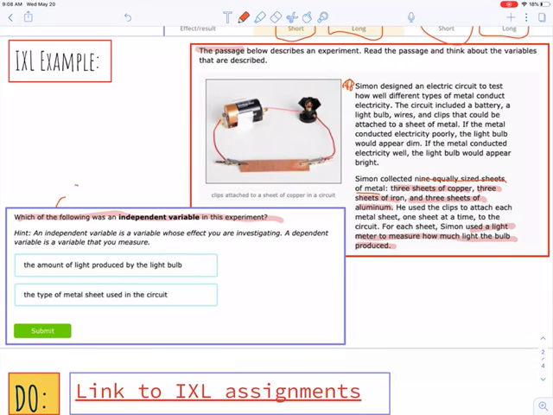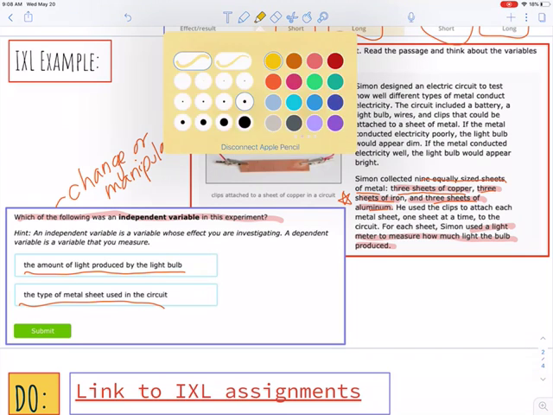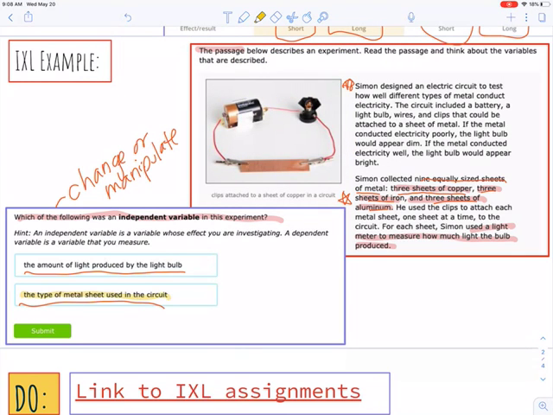So what did they change or manipulate in the experiment? If I go back and look at my options, it says the amount of light produced by the light bulb or the type of metal sheet used in the circuit. Well, if I look back here, I can see that the thing that they changed was the type of metal. And I know that because it says 3 sheets of copper, 3 sheets of iron, and 3 sheets of aluminum. So I am going to select the type of sheet metal used in the circuit. And that would be my answer.